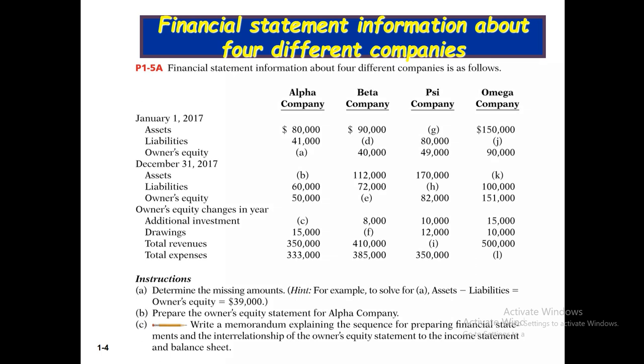So we have here four different companies: Alpha, Beta, Psi, and Omega. If you look here, we have some missing figures. Suppose Alpha company A, B, C, Beta company D, E, F, Psi company G, H, I, and Omega company J, K, L. So determine the missing amounts. We need to compute the missing amounts. Suppose this is the opening balance 2017, this is the closing balance, and this is the owner's equity changing balance. Okay, so here this figure we can easily find.